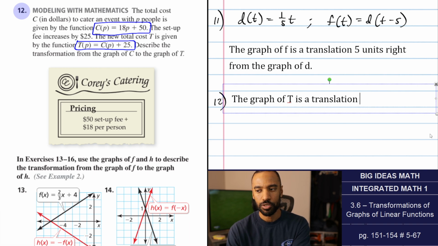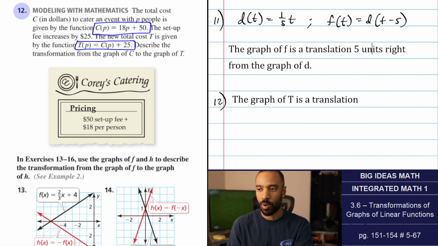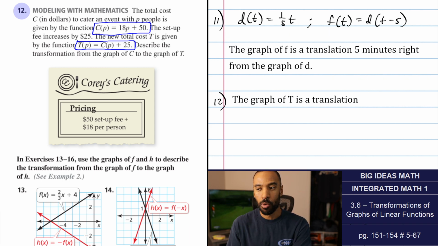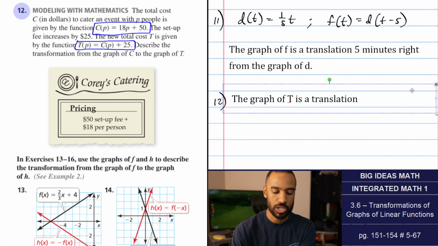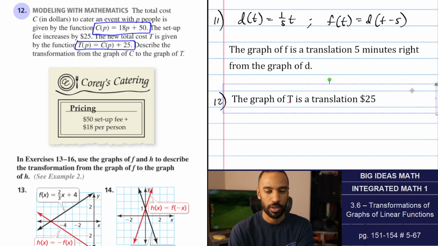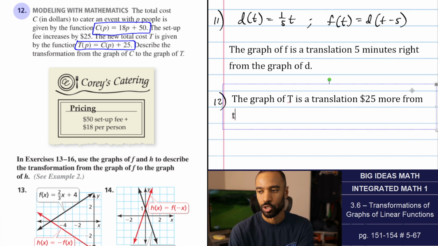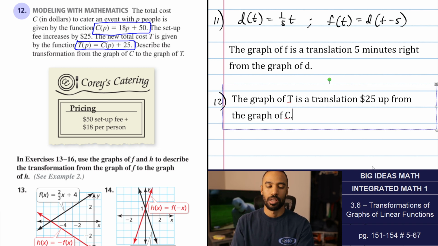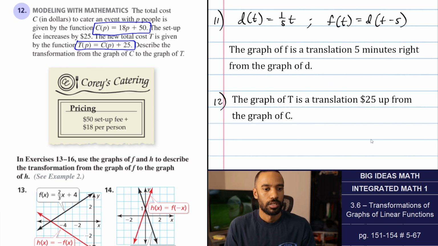We have units for these. When I said 5 units right, we know the units. This is 5 minutes right, 5 minutes more. This is a translation of $25 more, or $25 up, I should say, up from the graph of C. So instead of a $50 setup fee, it'll be a $75 setup fee. It's still $18 per person though, because 50 plus 25, right?